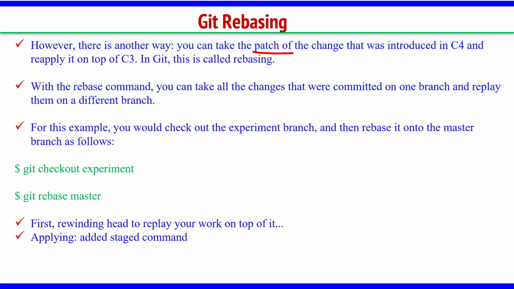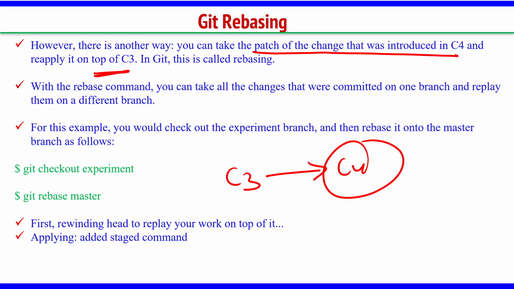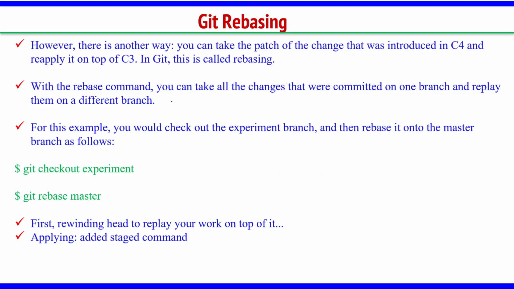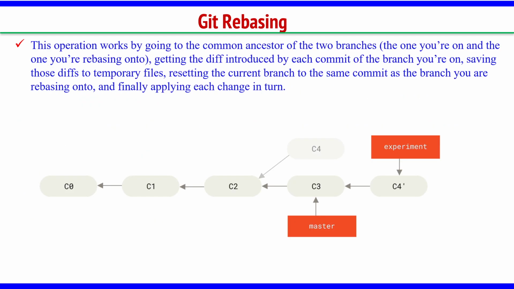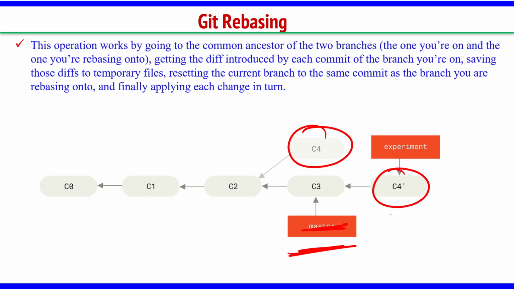You can take the patch of the change that was introduced in C4 and reapply it on top of C3. C3 was your latest change, here you put your C4 instead of doing merge, right. With the rebase command you can take all the changes that were committed on one branch, that is C4, replay them on a different branch C3. So, check out the experiment and then master it, right. So, it looks something like this. C4 was here earlier, C3 was your master, you brought these changes C4 on top of C3 and you made C4 as your master, right.